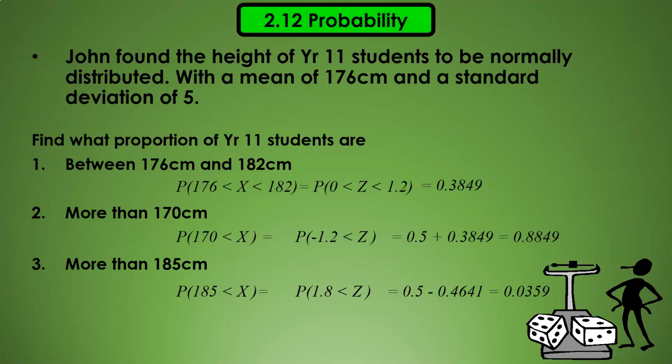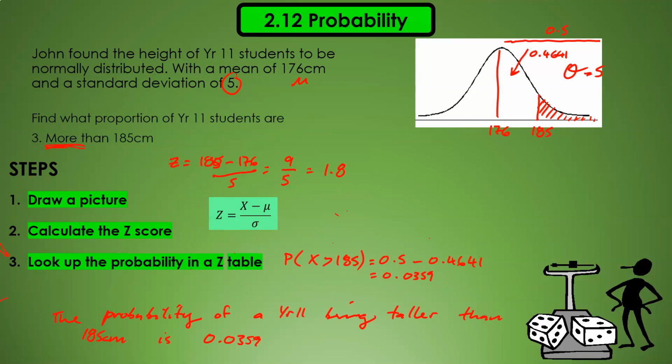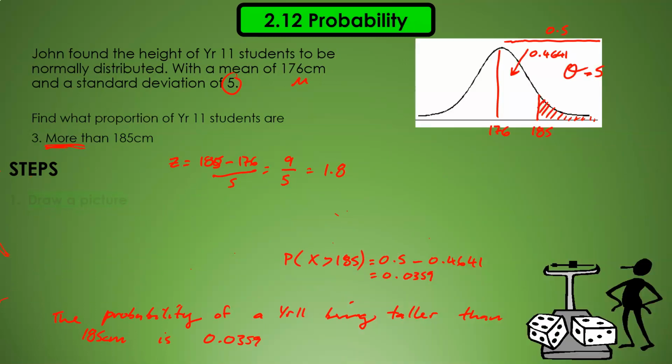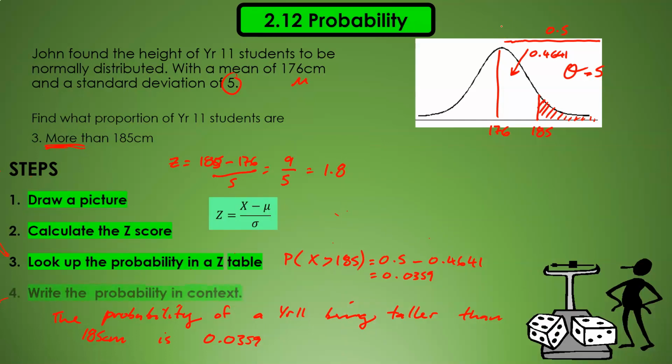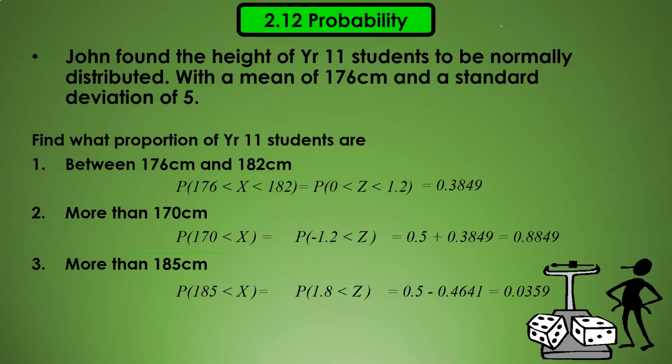So here's a summary of how we did it. Three different questions and three different methods. The first one, the right of the mean. The next one is more than on the left, and the last one's a right tail. So you've got to be comfortable interchanging between those questions. But really it's the picture that helps us explain what we're doing.